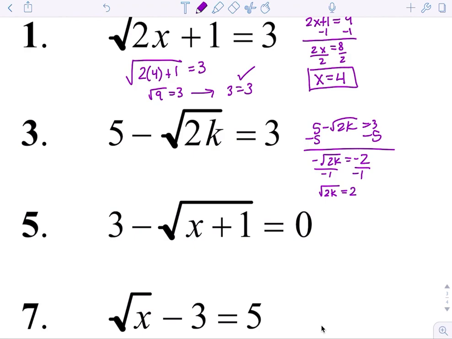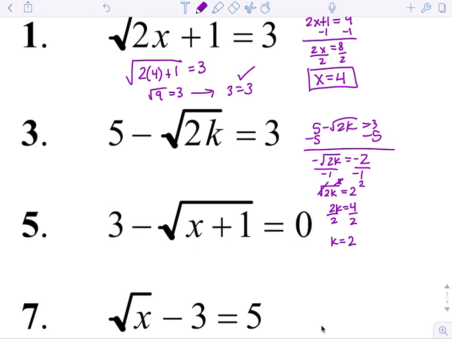Now I'm going to take both sides to the second power. And remember, the second power cancels off with that radical. So we're going to get 2k is equal to 4. Divide both sides by 2, and we get k is equal to 2.